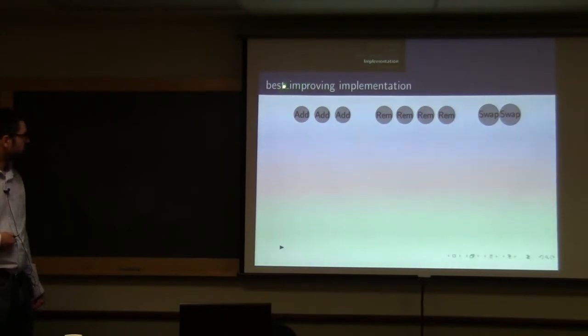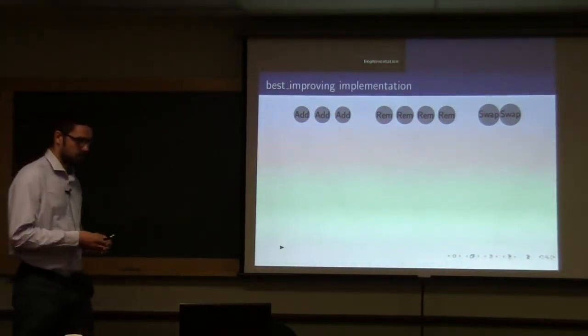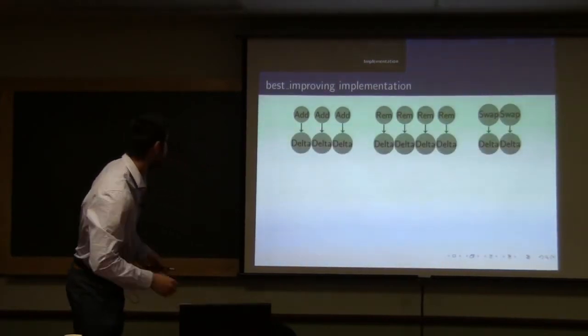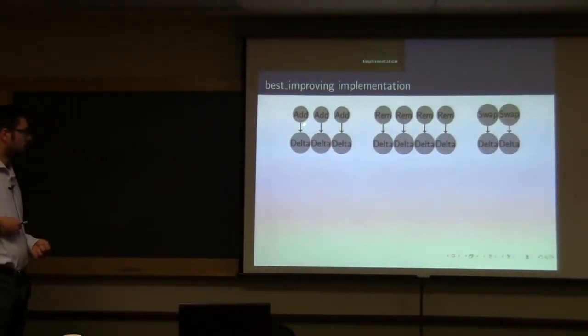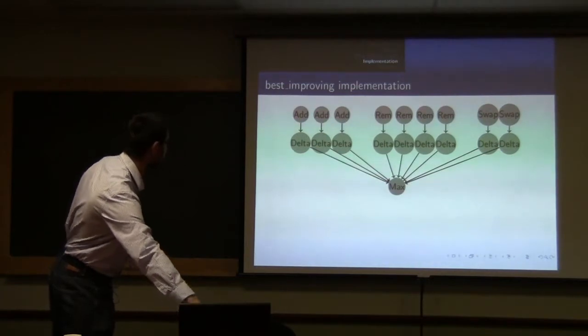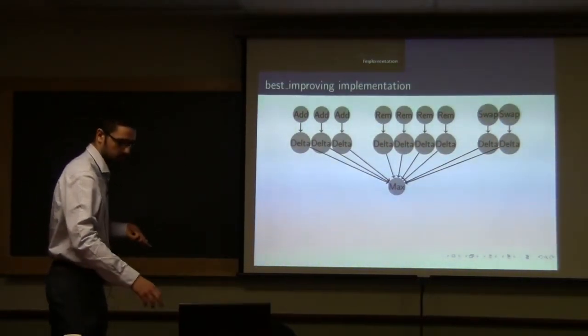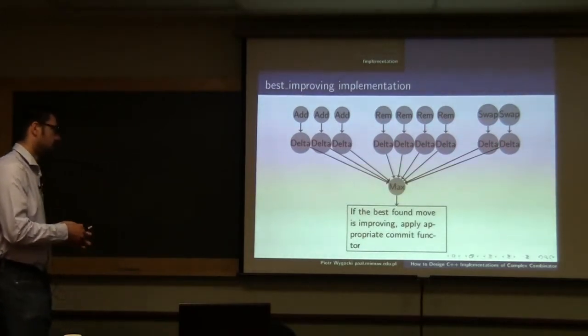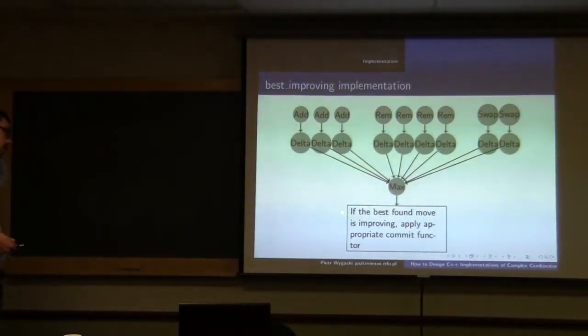So what this algorithm must do. We've got three ranges of moves. These moves have different types, and for each of these moves we need to compute the gain. So there is a delta, which if positive, means that this move is improving, and later on we just compute the maximum of this list, and if the best found move is improving, we apply this move using the appropriate commit function. Is it clear?